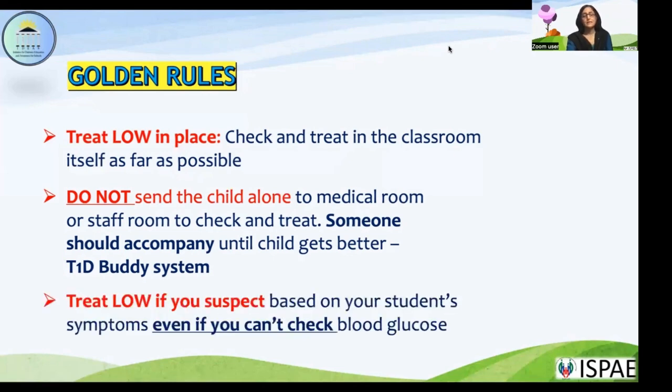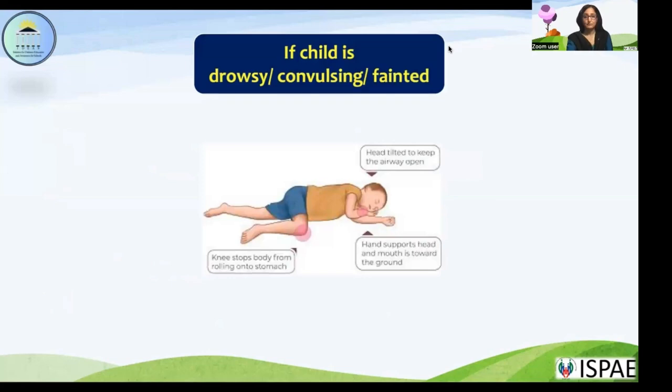Always remember that in situations where you do not have a glucometer to check the blood glucose level, however, you suspect the child to have low blood glucose level, treat it. Okay, so this is an emergency situation. You don't really need to always confirm it. Treat it if you suspect that the child is having symptoms suggestive of low blood glucose level. And do not forget to inform and call the parents about this situation.